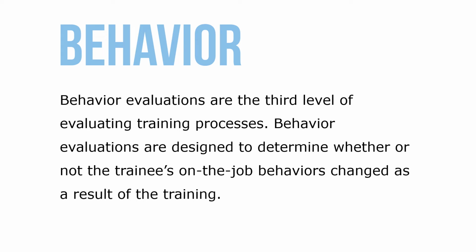Behavior evaluations are a 3rd level of evaluating training processes. Behavior evaluations are designed to determine whether or not the trainee's on-the-job behaviors change as a result of the training. Behavior evaluations usually take on the form of observation of the individual on the job after completion of the training process. Did the process of going through the training have a direct effect on the individual's post-training job performance? The behavior evaluation is specifically designed to identify whether or not the individual is able to transfer knowledge gained into new skills that they then use in their work.